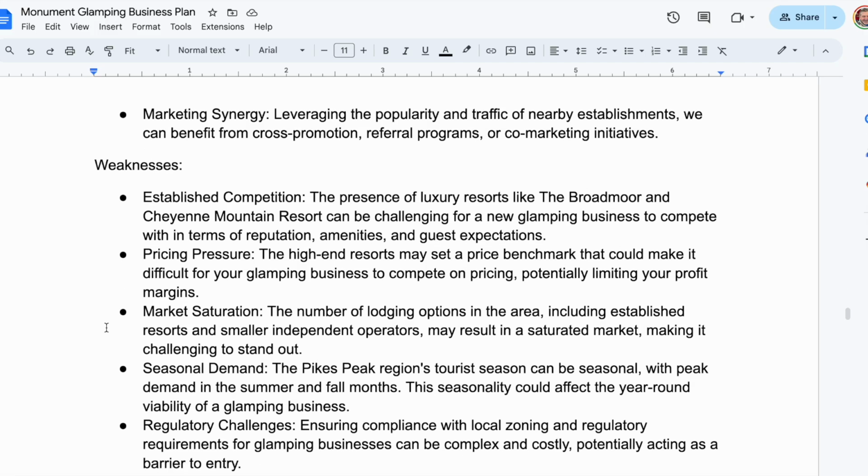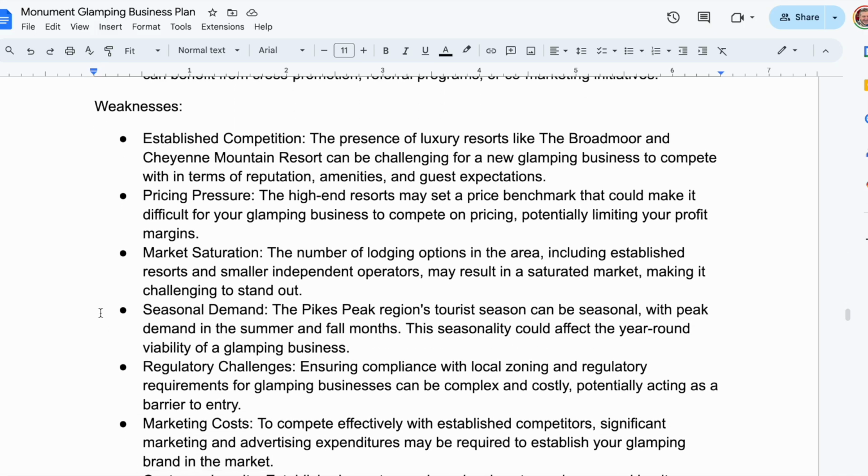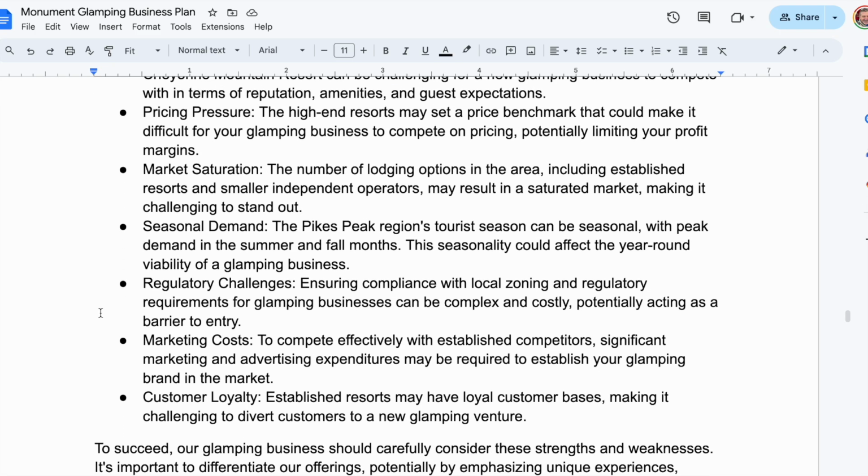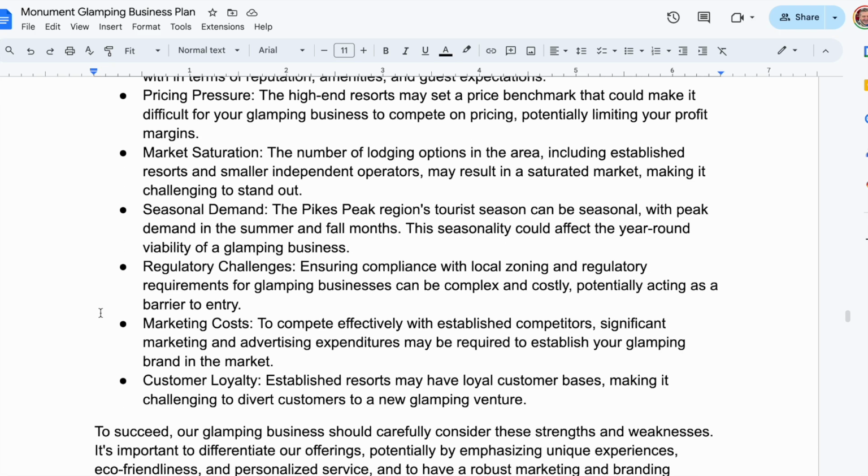There's also weaknesses: established competition, pricing pressure, marketing saturation, seasonal demand, regulatory challenges, marketing costs, customer loyalty. These are all things that will be challenges for me, and I'm just being honest with them.